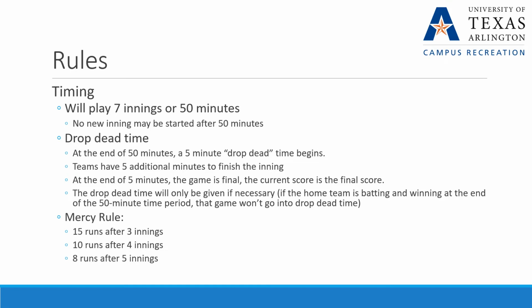The drop-dead time will only be given if necessary. For example, if the home team is batting and winning at the end of the 50-minute time period, that game will not need to go into drop-dead time. The mercy rule will go into effect when a team is ahead by 15 runs after 3 innings, 10 runs after 4 innings, or 8 runs after 5 innings.